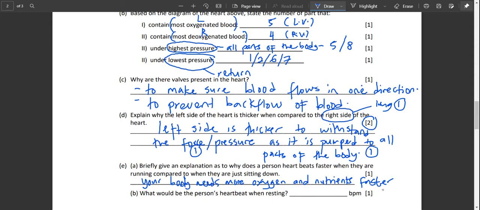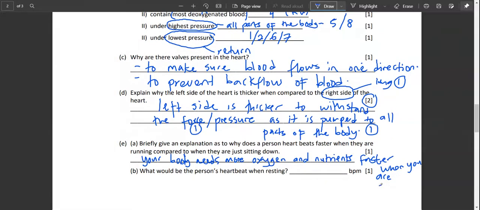Nutrients move faster when you are exercising. What would be the person's heartbeat when resting? It should be 60 to 72. Some students answer 200, some answer 1000, and one student answers 0. 0 means dead. So not 0. Definitely not 0.